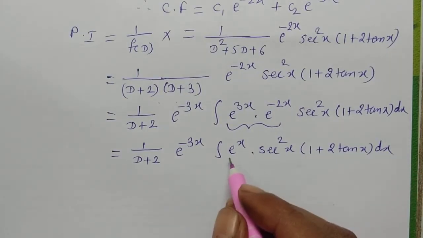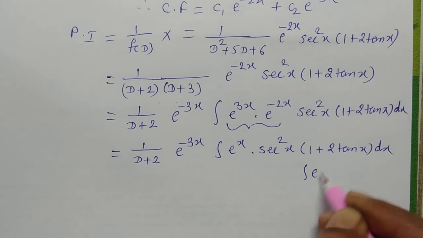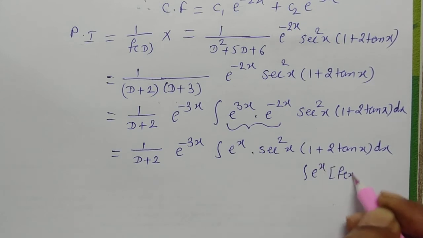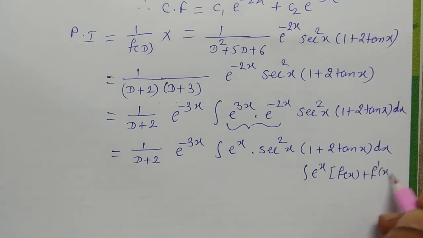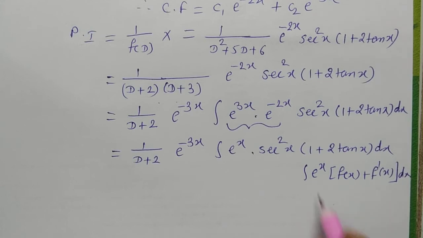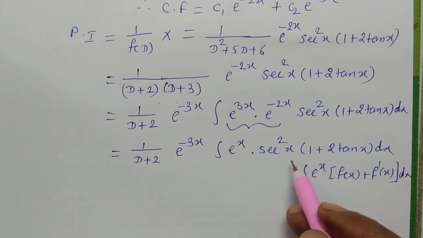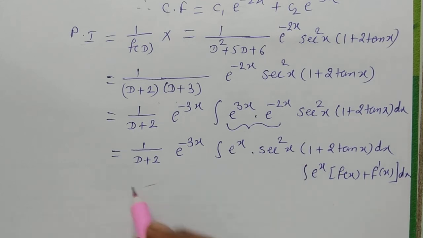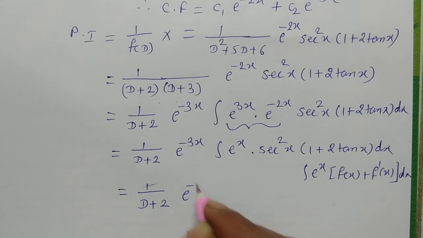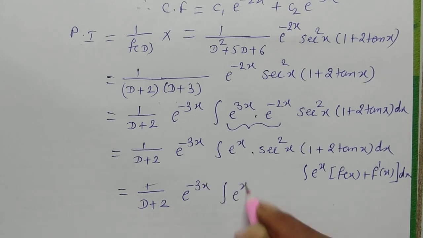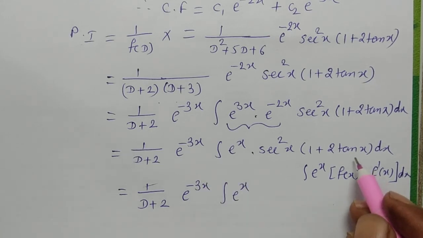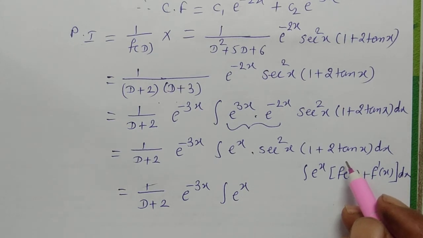Now whenever we have e raised to x, we can use the standard result, that is the integral of e raised to x into f x plus f dash x dx. If we can write this function as function plus its derivative, then we can directly use the standard result to write the integral, isn't it? So this is the integral of e raised to x. We know the derivative of tan x is sec squared x, isn't it?